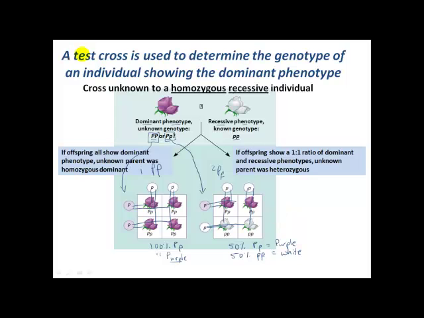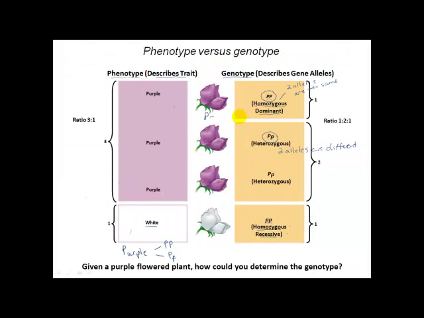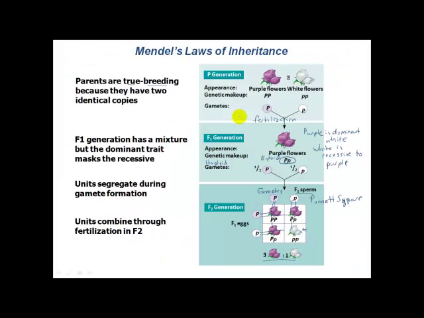So that's referred to as a test cross. You're testing the genotype of this unknown plant by crossing it to a homozygous individual. So it's used to determine the genotype of an individual showing the dominant phenotype when that can be driven by multiple genotypes.